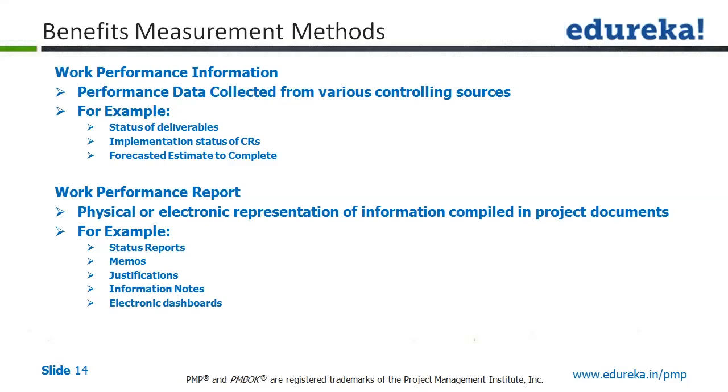The third is called a work performance report. So a work performance report is very clearly either a physical representation or an electronic representation of various reports. It could be a report coming out from the project itself. It can be an information note, a status report, or a dashboard talking about the various information on the project. And this becomes a major document once we reach towards the end of the process.